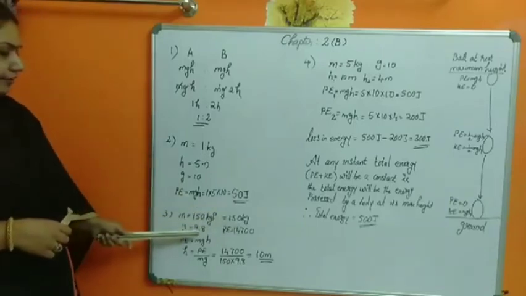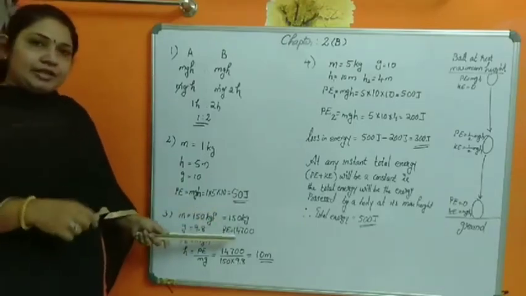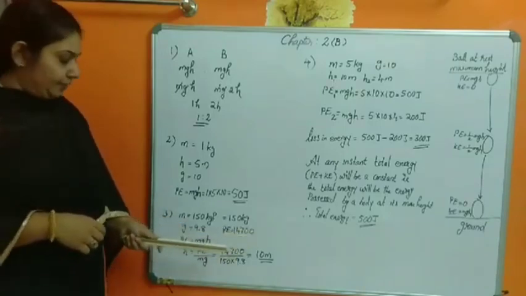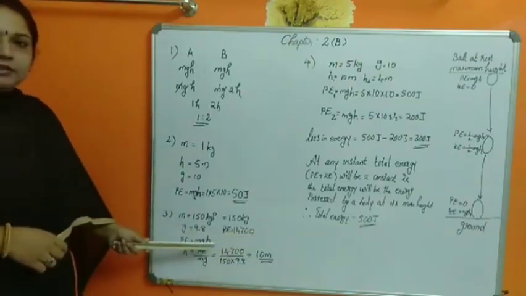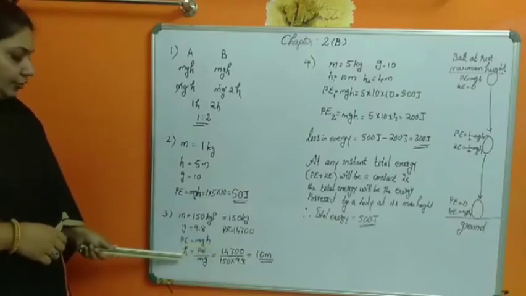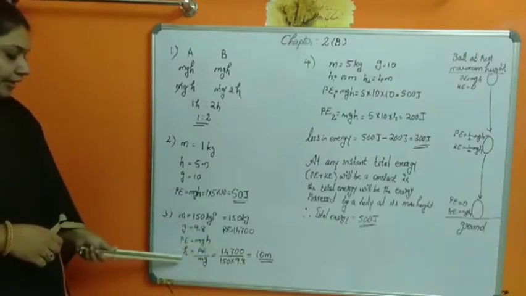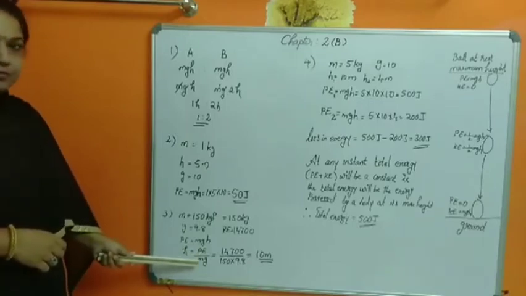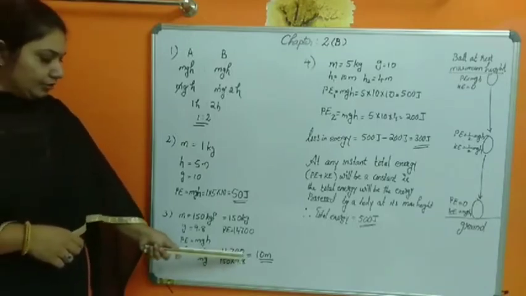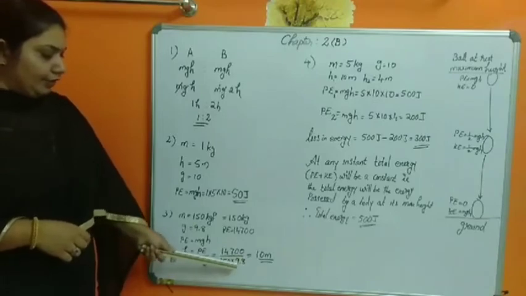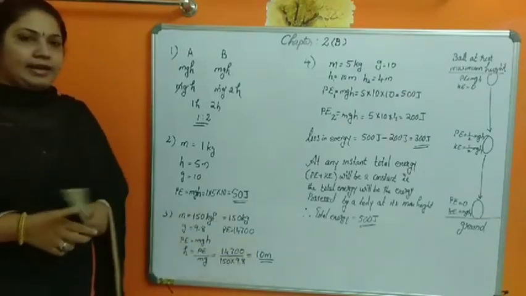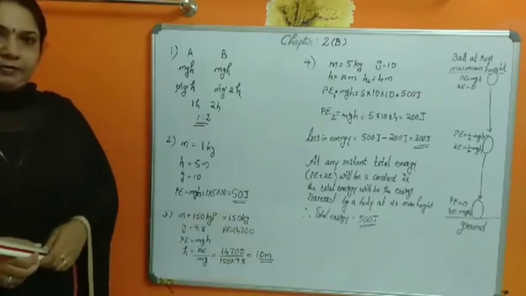And gravity is given 9.8. Potential energy is already given, 14,700 joule. So here potential energy is equal to mgh. You are asked to find the height. h is equal to, just cross multiply, you will get PE by mg. Substitute 14,700 by 150 into 9.8. When you just calculate it, you will get the answer 10 meter.